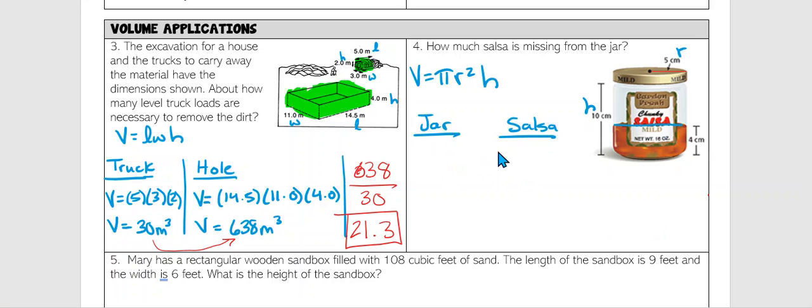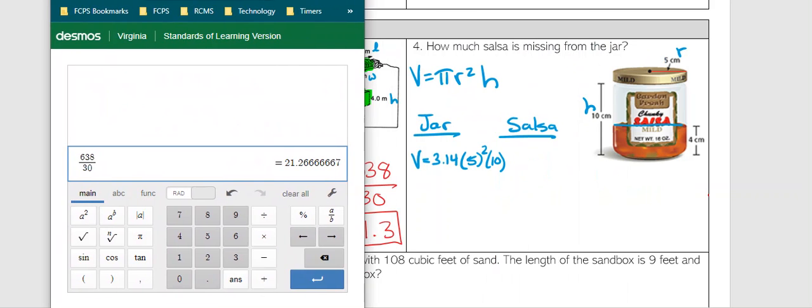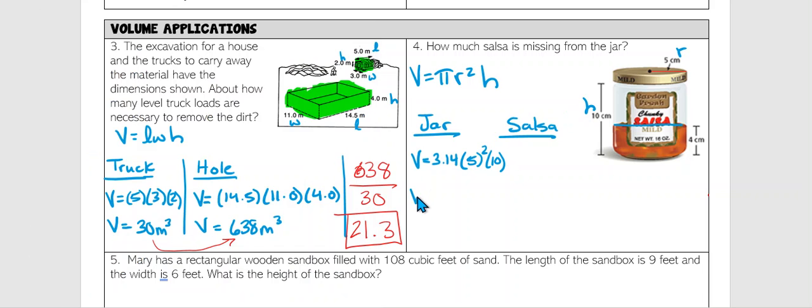So I'm going to start with the volume of the jar. So we have volume. Instead of pi, we always have 3.14. Instead of r, we have 5 squared, and then h, which is 10. So now we come to Desmos, and we're going to go ahead and get this typed in. So we're going to have 3.14, then the 5, and then the squared, and then the 10, and we get 785. We look at our unit, that's centimeters, so centimeters cubed.